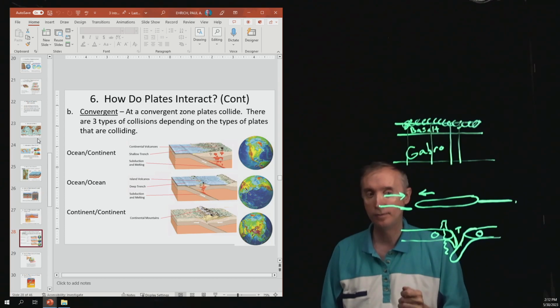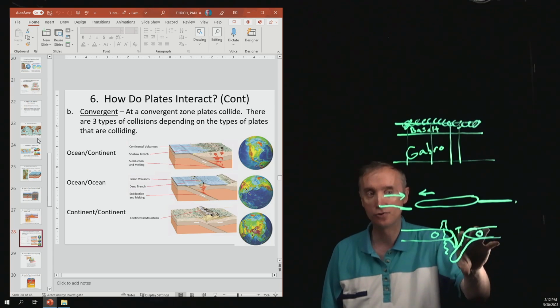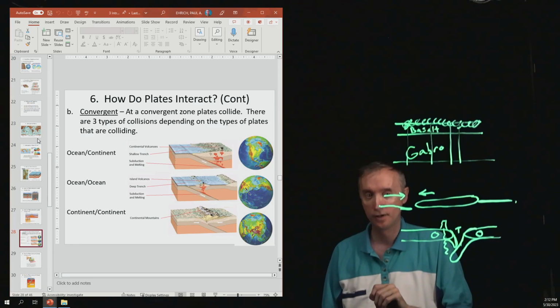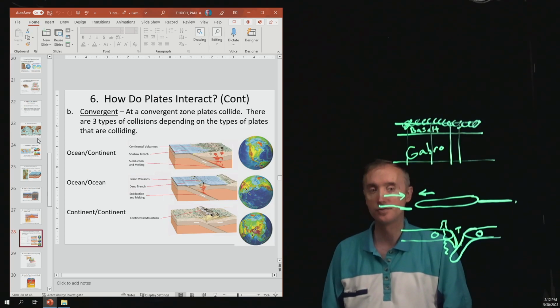So you need to be able to find on a picture of the Earth's surface an example of an ocean colliding with an ocean. An example of that would be the islands of Japan.